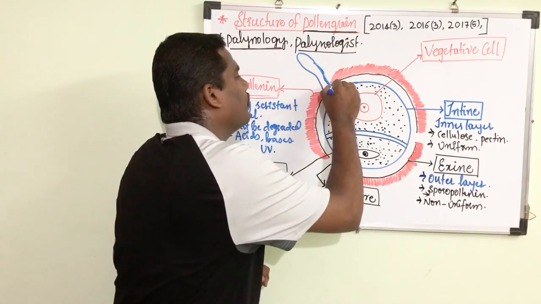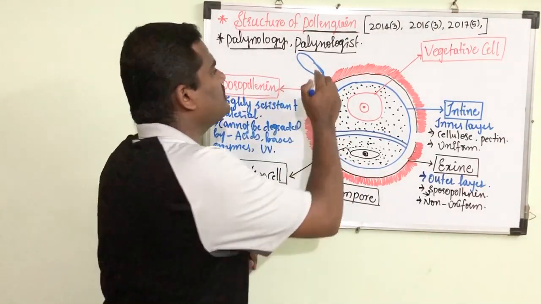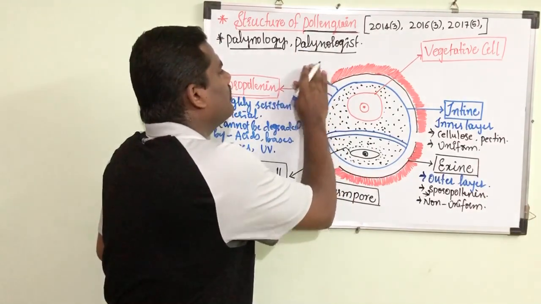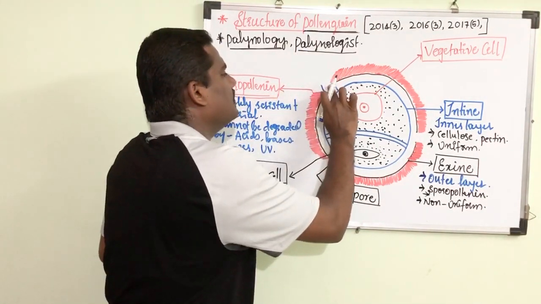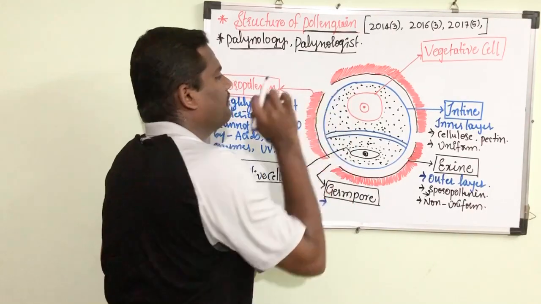This may be the pollen tube. That is the future process of this pollen grain. This is a pollen tube. We need not label this in this diagram. Just for our understanding, I made it here.